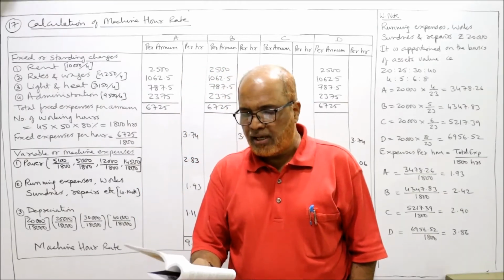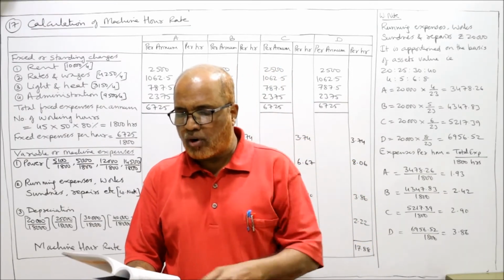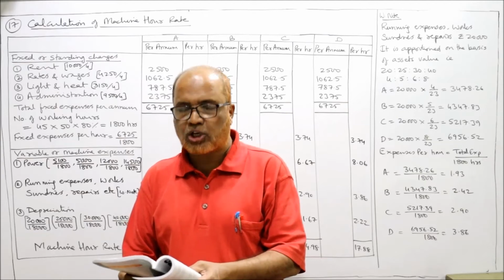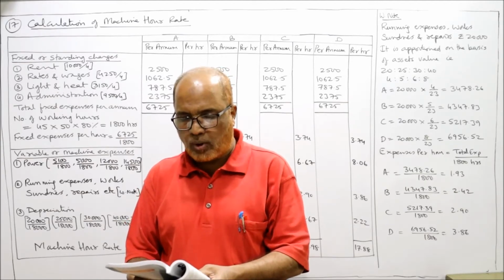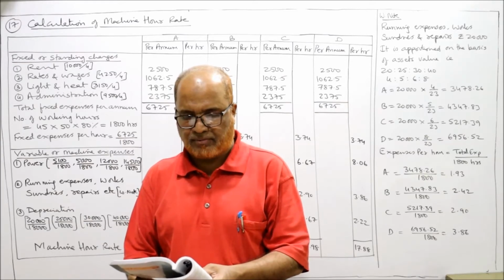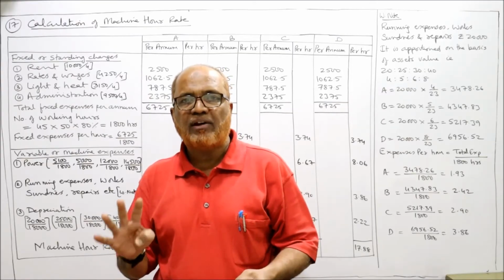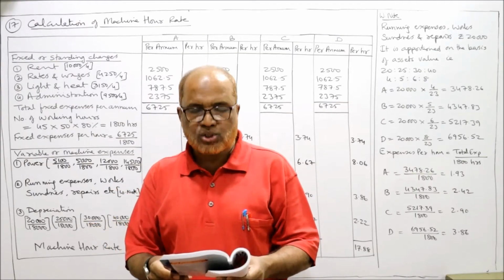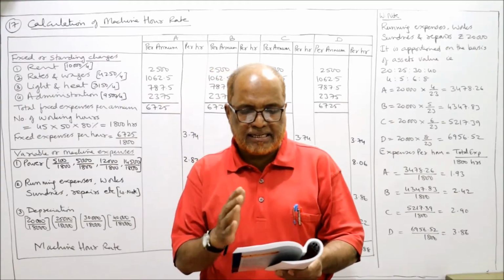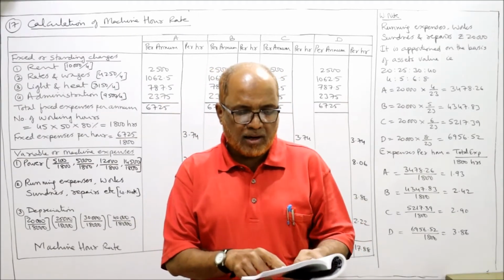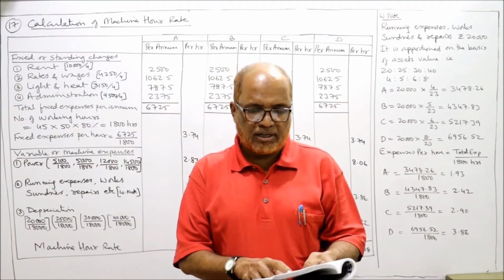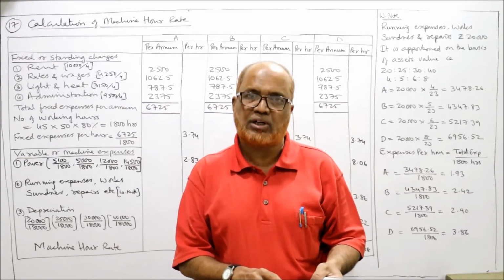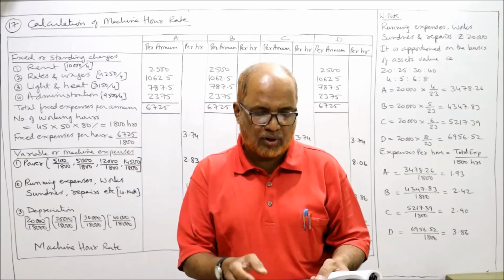See the 17th one. A machine shop contains 4 newly purchased machines, each occupying practically equal amount of space and costing respectively... So in the whole department we have 4 machines. The cost of each machine was A, B, C, D. These are the 4 machines. A cost 20,000, B 25,000, C 30,000, D 40,000. The costs are different for each machine.